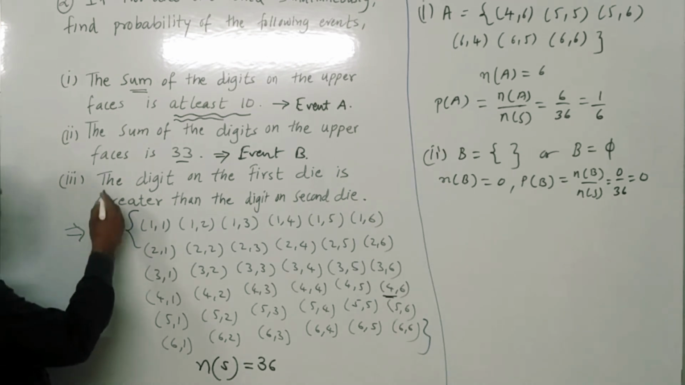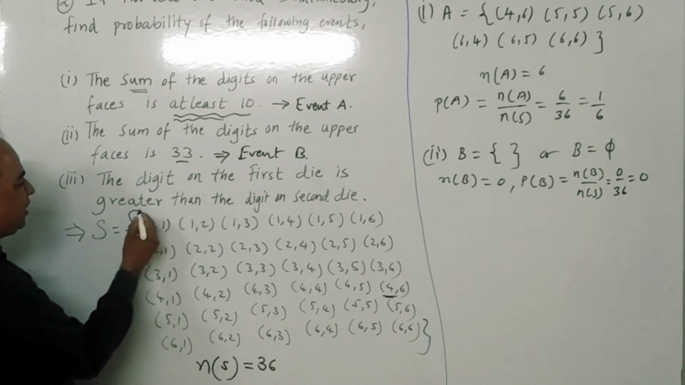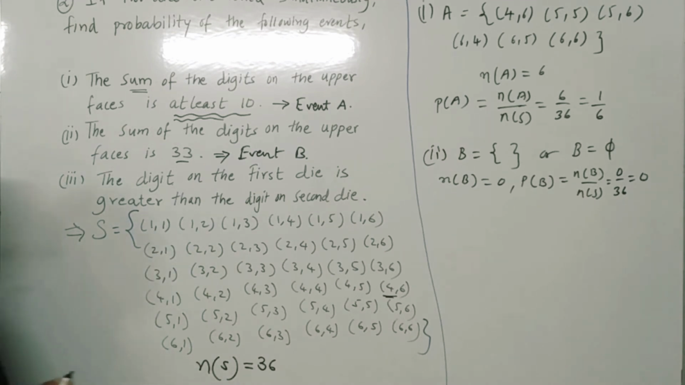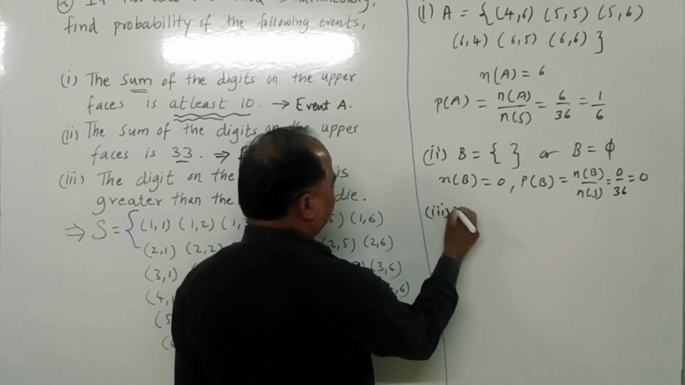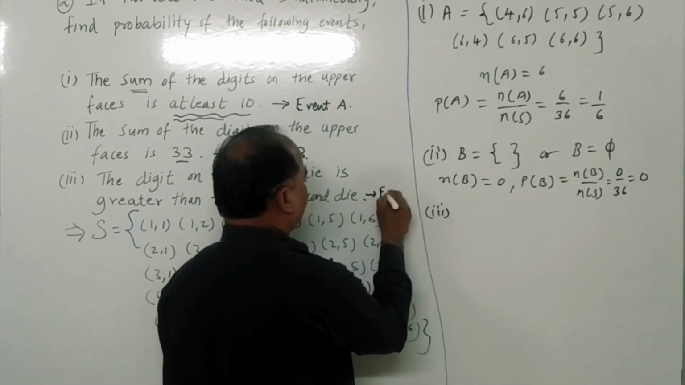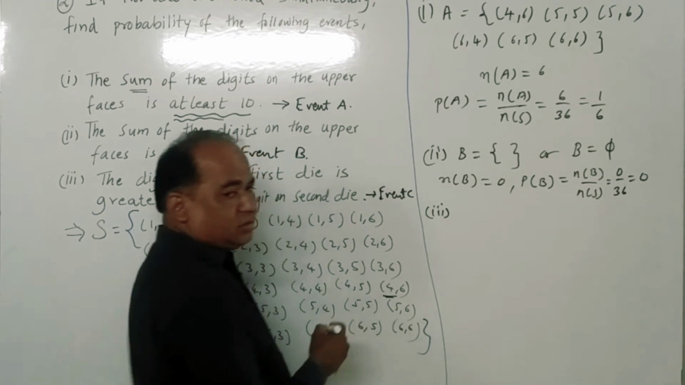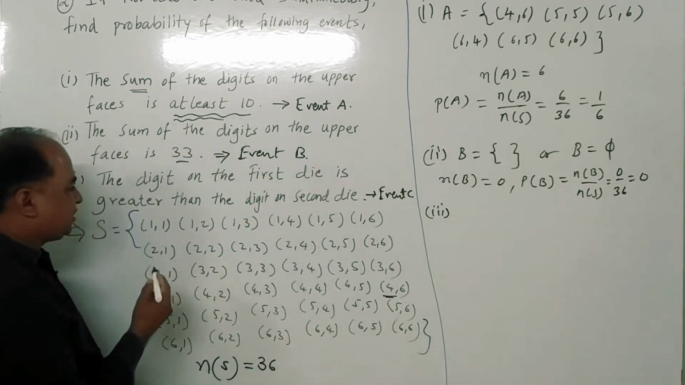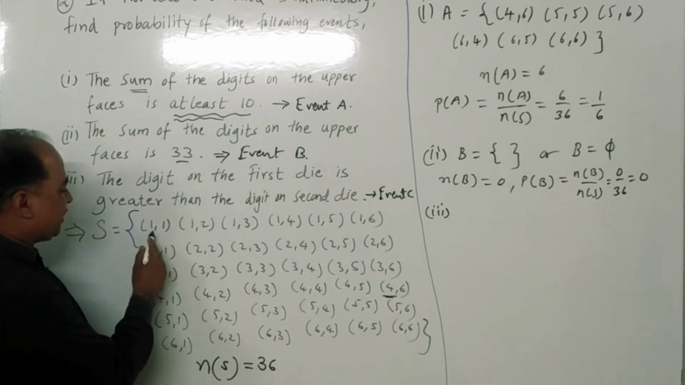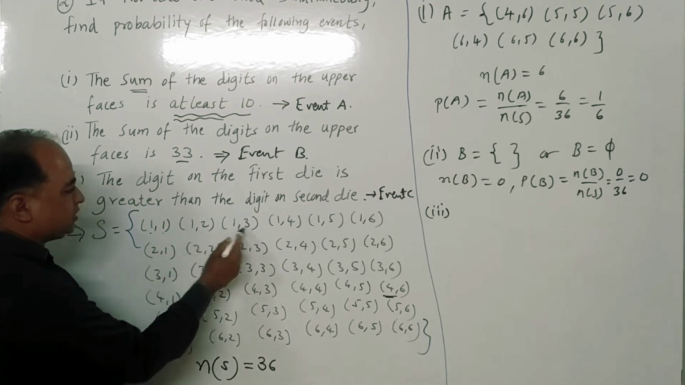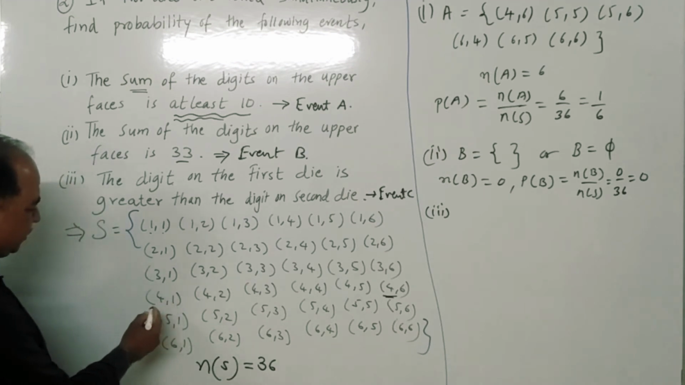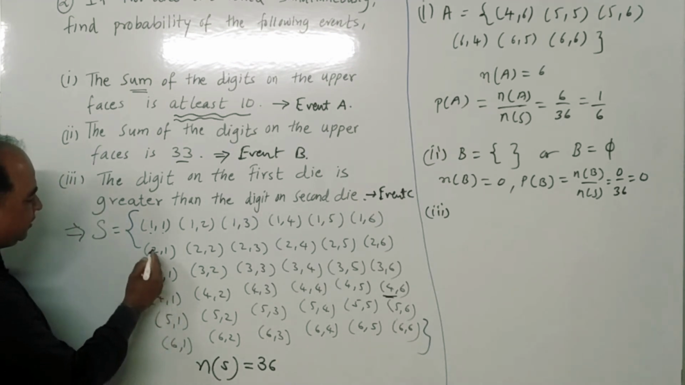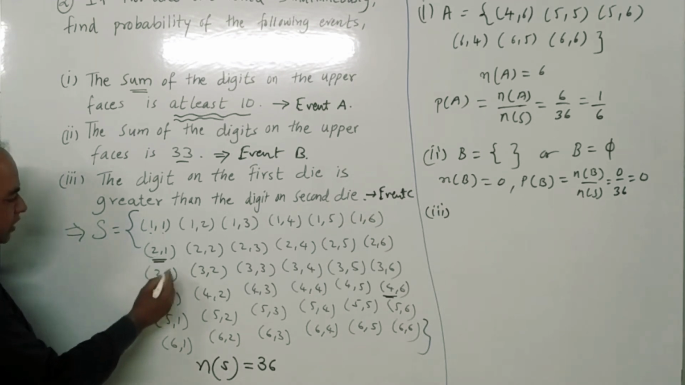Now, let the event C be the digit on the first die is greater than the digit on the second die. So, third event C, the first die number is greater than the second die. We see first die 1, 1 1, 1 2, so here it is less. So we start from where the first die is greater than the second die. So 2 1, first die 2 is greater than 1.